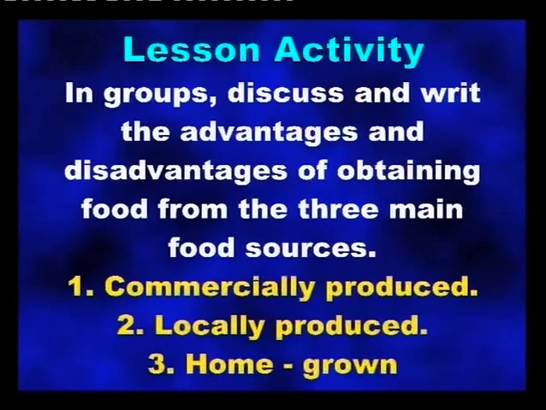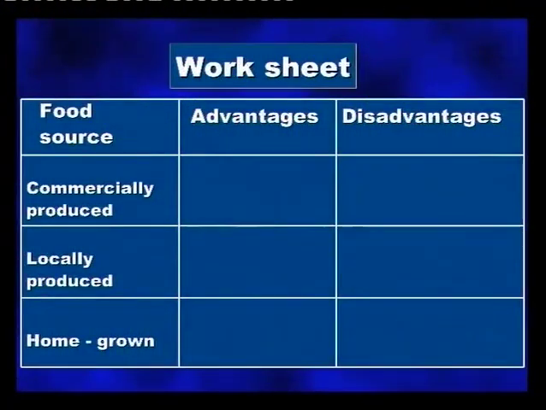In groups, discuss and write the advantages and disadvantages of obtaining food from the three main food sources. You are only to write the advantages and disadvantages of obtaining food from the three main food sources. We have commercially produced, locally produced, and homegrown. Teachers in the receiving schools, that is how your worksheet should look like. You have the food sources, the advantages and disadvantages.